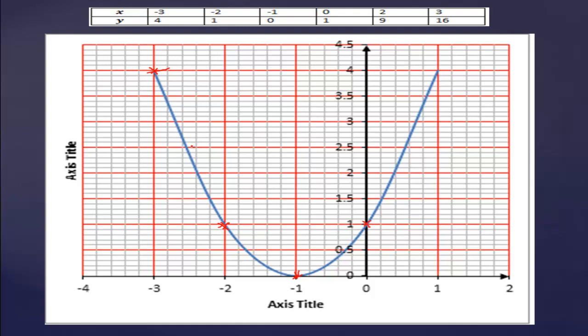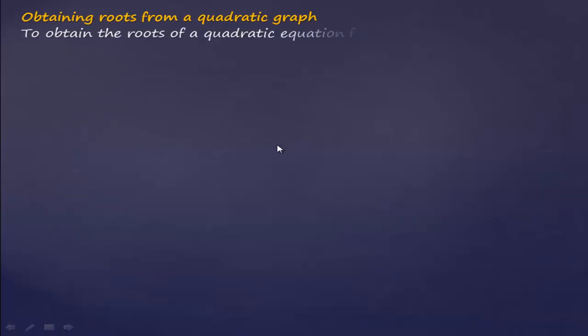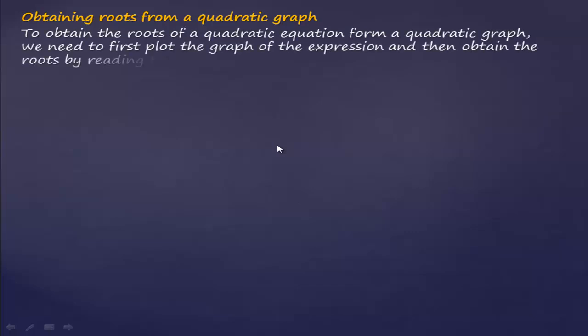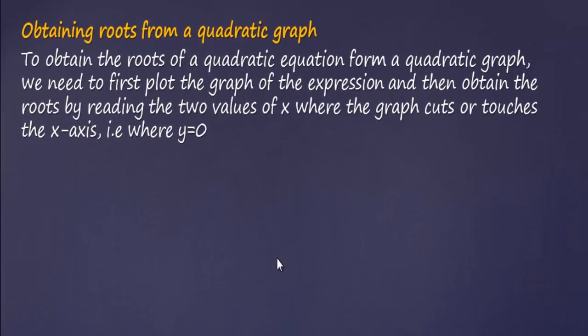So let's move on. Now let's go to how to obtain roots from a quadratic graph. To obtain the root of a quadratic equation from a quadratic graph, we need to first plot the graph of the expression and then obtain the root by reading the two values of x where the graph cuts or touches the axis of x, where y is 0. You are going to get it.